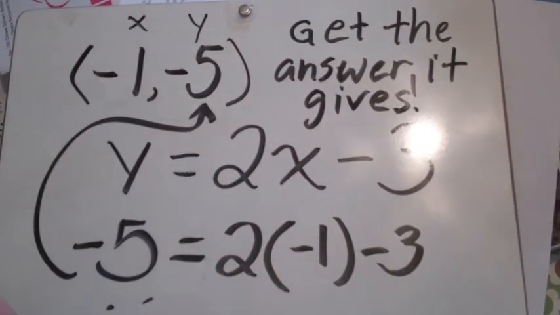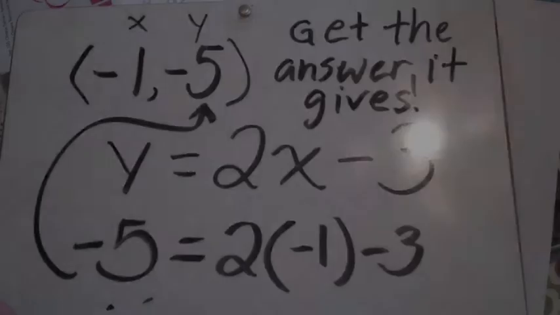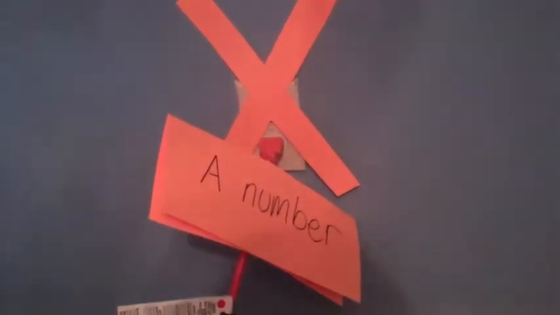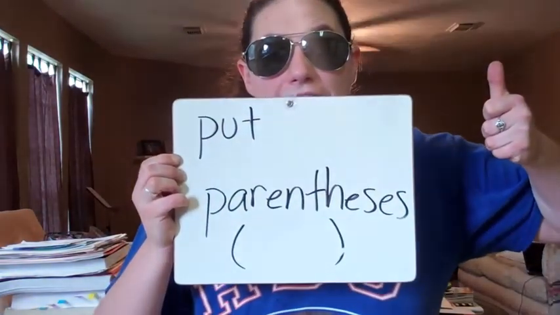Parentheses, then you put the number in. Find the X, find the Y, find the number that it gives. Plug it. I'd like to put this number for X. Hey now, put parentheses. If they give me a table, plug it in for X.